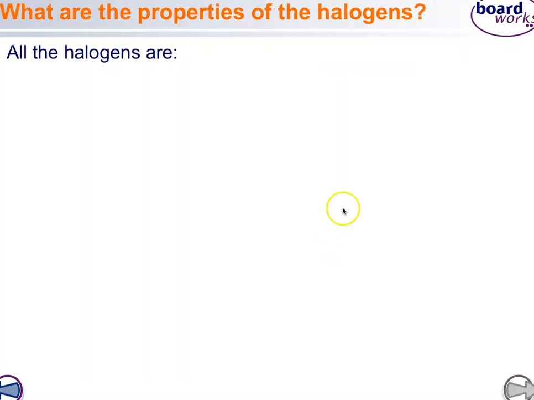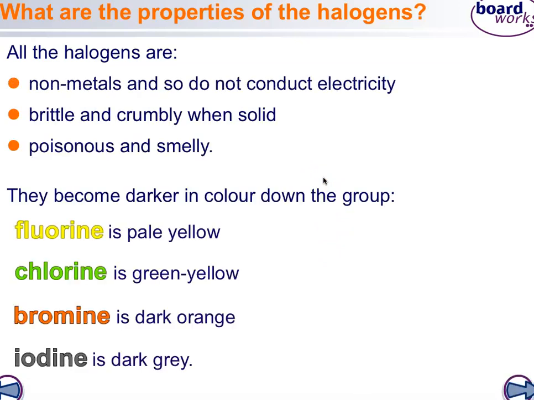Now, what are the properties of the halogens? First of all, they are non-metals, and as such, they do not conduct electricity. They are also brittle and crumble when they are solid. And like I said before, they are poisonous and smelly. These are some of the physical properties of the halogens.